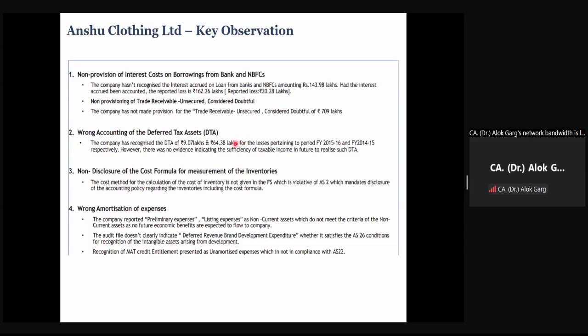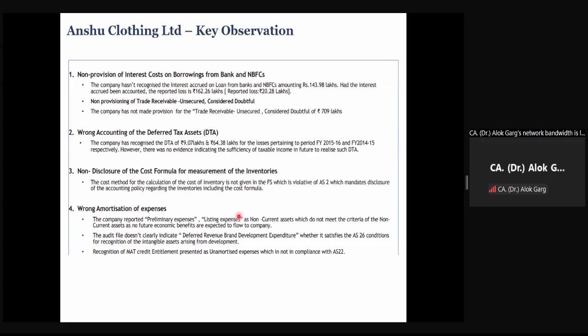And you can see the company has recognized a deferred tax asset of 9 lakhs and 64 lakhs for the losses pertaining to FY 15-16 and 14-15 respectively. However, there was no evidence indicating the sufficiency of taxable income in future to realize such DTA. Means there was a lack of virtual certainty and convincing evidence, and still the company has recognized it and the auditor has not qualified on this aspect.